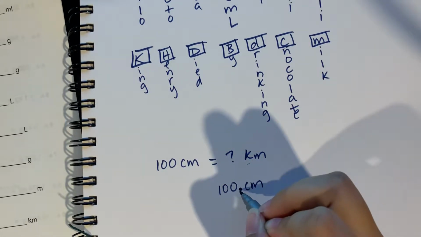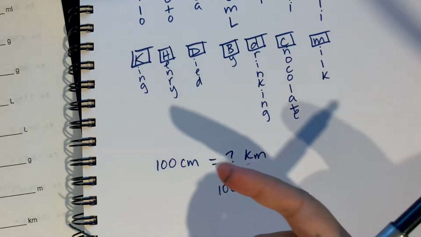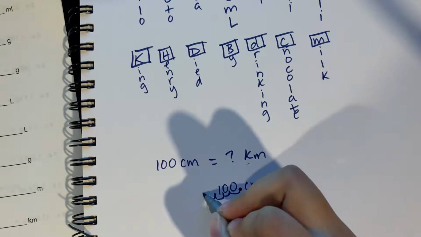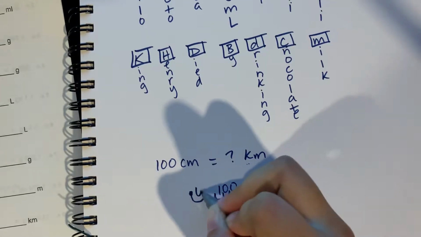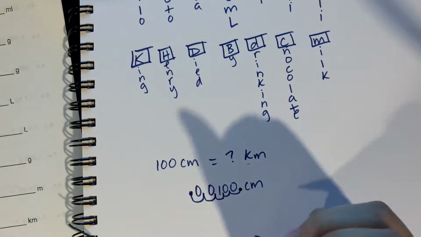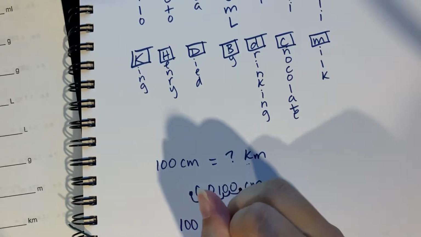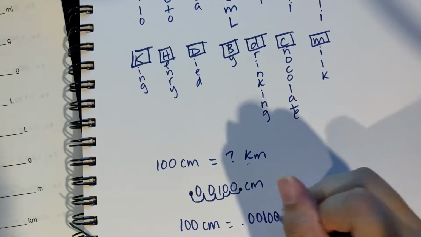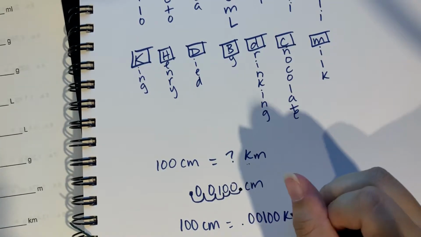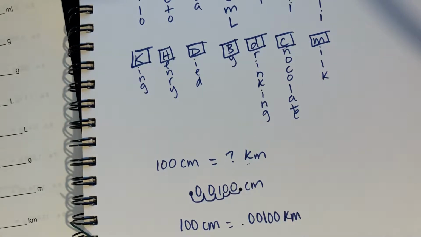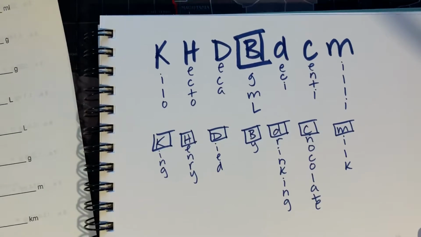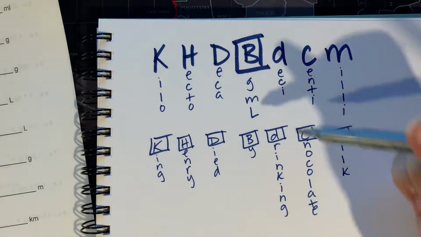I'm going to move my decimal point 5 times to the left. So I'm gonna go 1, 2, 3, 4, 5. Add in my zeros, okay? So 100 centimeters is gonna be equal to 0.00100 kilometers. Okay? Easy as that. The key thing is you have to remember this acronym.